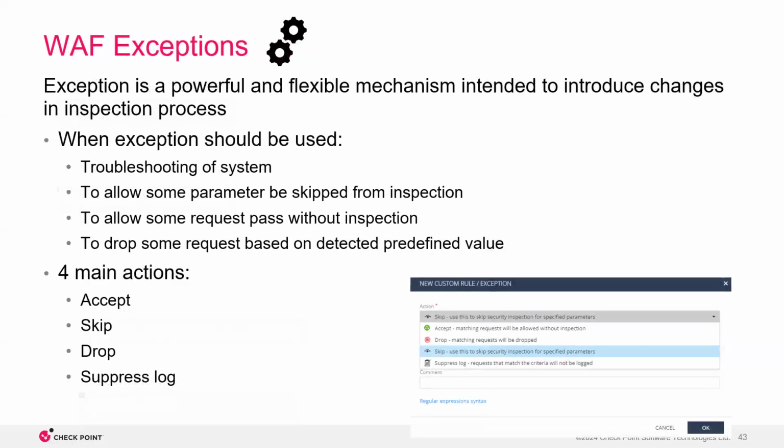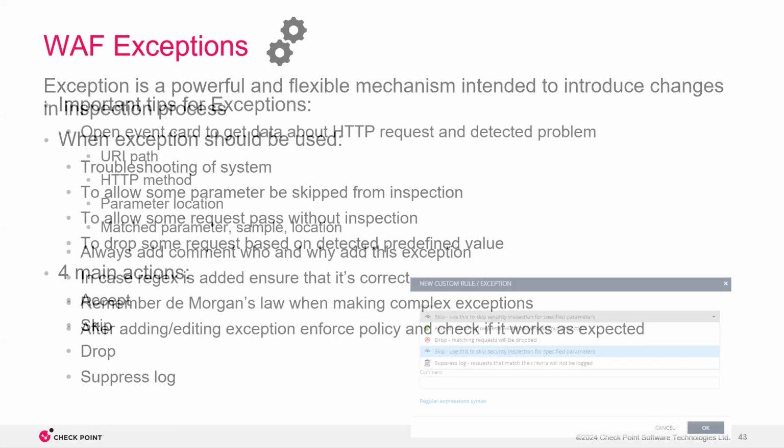And then from an exception perspective, one of the nice things is that operationally, most customers don't need a lot of exceptions because of the way that the system learns and the way that we offer fine-tuning suggestions and things like that. But there ultimately always are going to be some exceptions needed within the system. And the good news is that it's very straightforward, it's very easy, and there are 4 main actions: accept, skip, drop, or suppress log. So you might want to use these in certain instances when you're troubleshooting an issue.